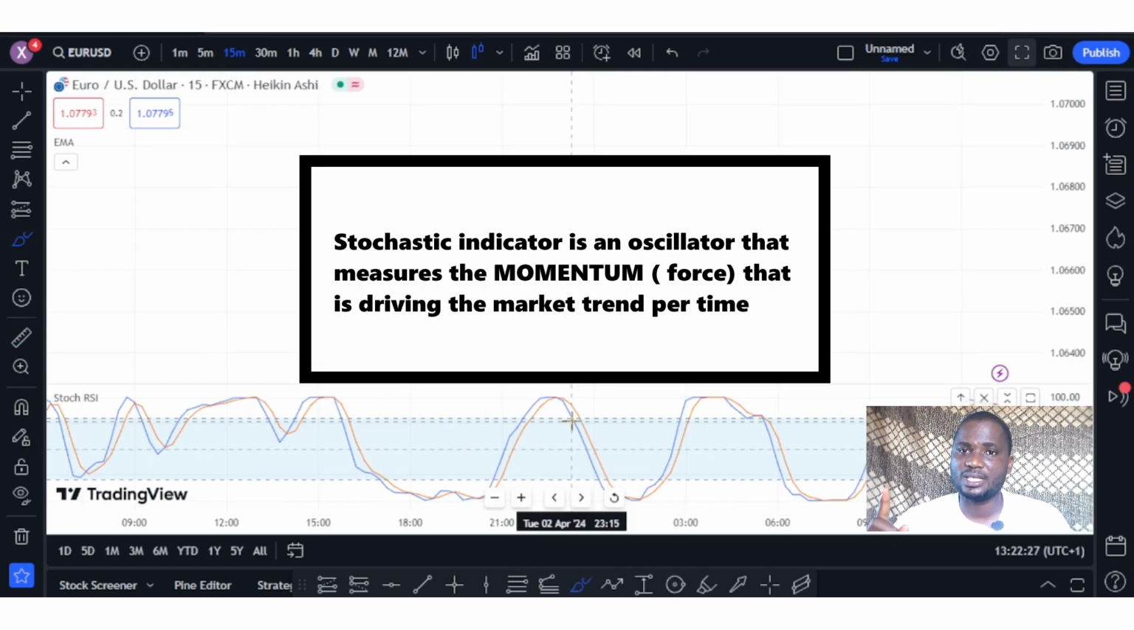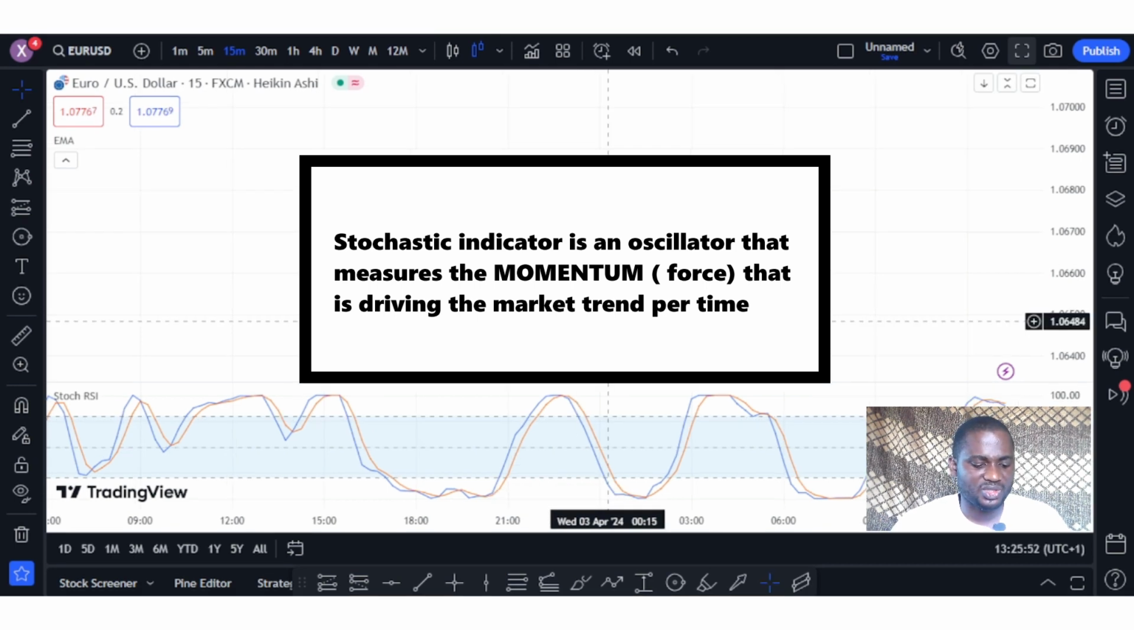Stochastic indicator is an oscillator that looks at the momentum that is driving the market trend at the moment. Now when we talk about momentum, it simply means force. Okay, now the stochastic indicator looks at the force that is driving the market at the moment.